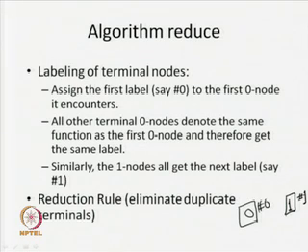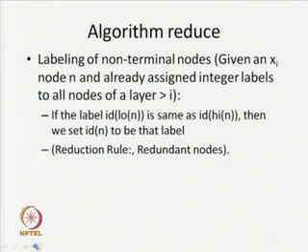So, this is nothing but reduction rule 1, the elimination of duplicate terminals. That means we are going to take care of the duplicate terminals, so the removal of duplicate terminals. All 0 nodes will be merged to one 0 node and all 1 nodes will be merged to one 1 node. Okay.